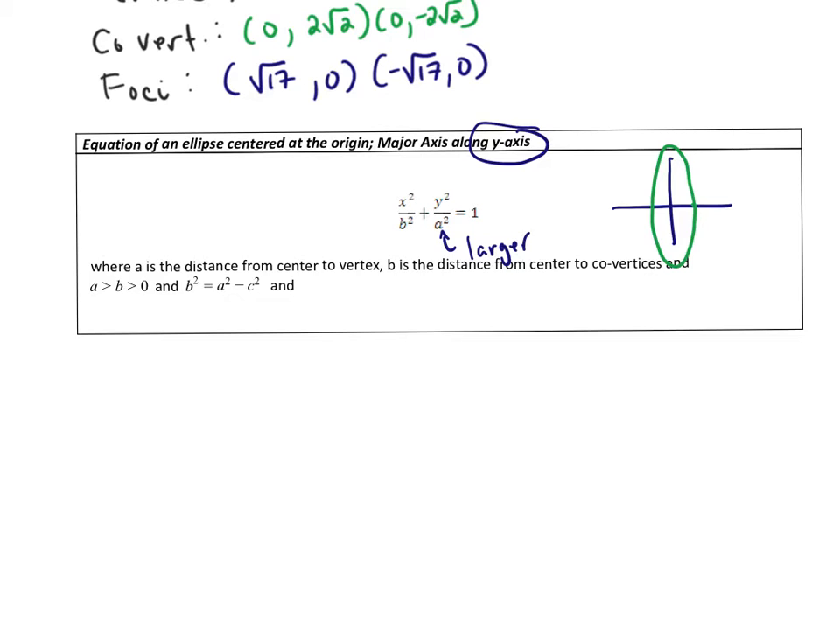It's just the smaller number under X, so that's the minor axis, and the A is under the major axis. A is still bigger than B. B squared equals A squared minus C squared still applies to all ellipses. So we can use this to graph and to find equations and do all that kind of good stuff as well.